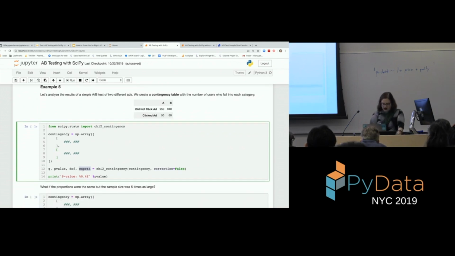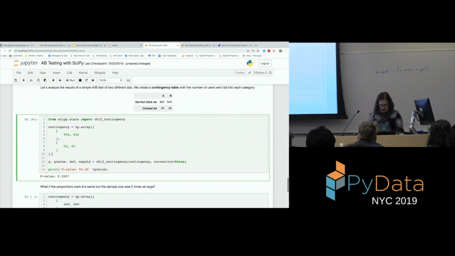So there will be a whole lot of things that are returned by this function, but all you care about is the p-value, which tells you whether or not you can reject your null hypothesis. So we can fill in these values for our contingency table so that it matches here, and then run this test. So, in this case, our p-value is 0.3, so that's saying that there's a 30% chance that our null hypothesis is correct. So we're not able to reject the null hypothesis in this case.